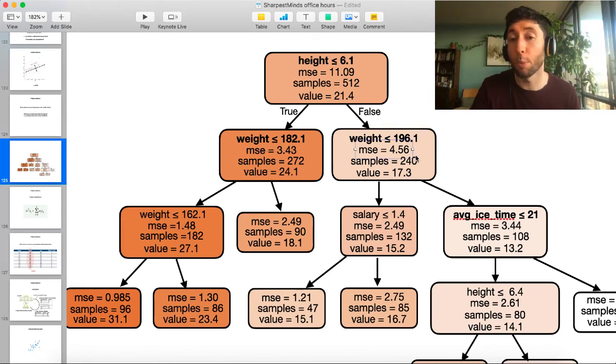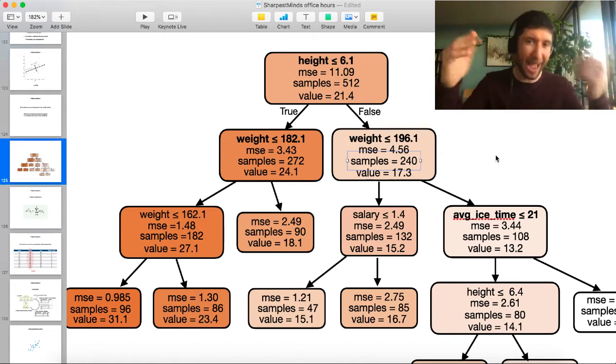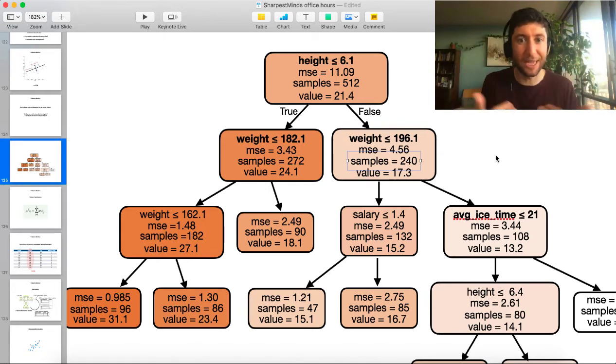We have an MSE of 4.56 that applies to these 240 players. So if we do a weighted average, if we weight these MSEs by the number of samples in their respective buckets, then that's going to give us a nicely balanced measure of the kind of average MSE, if you will, the thing that we care about.